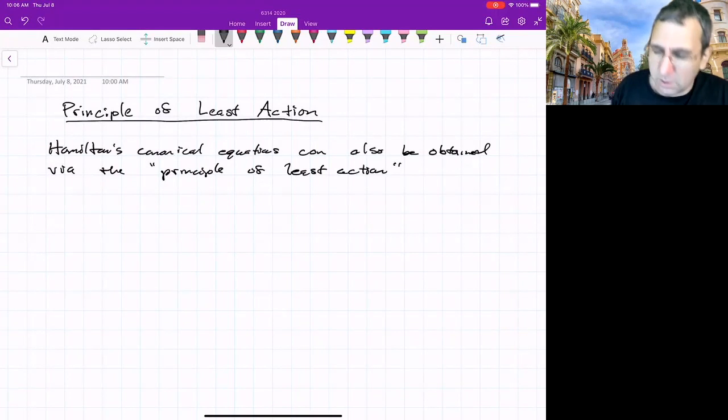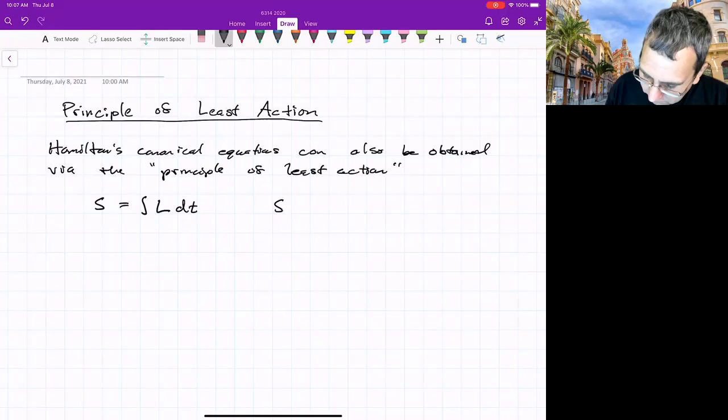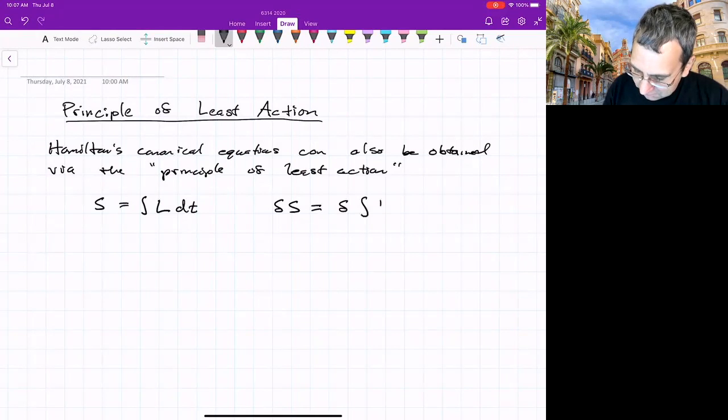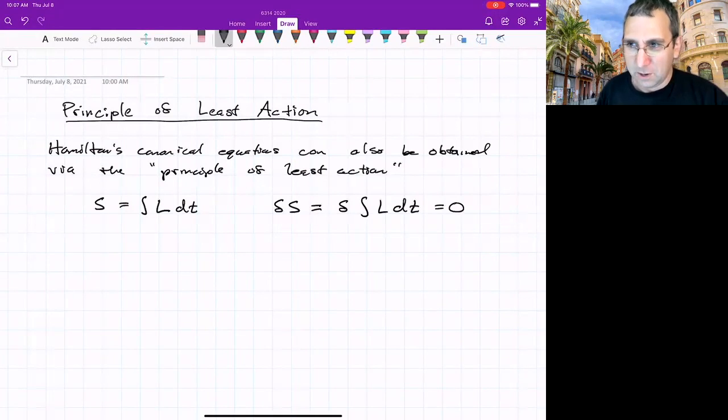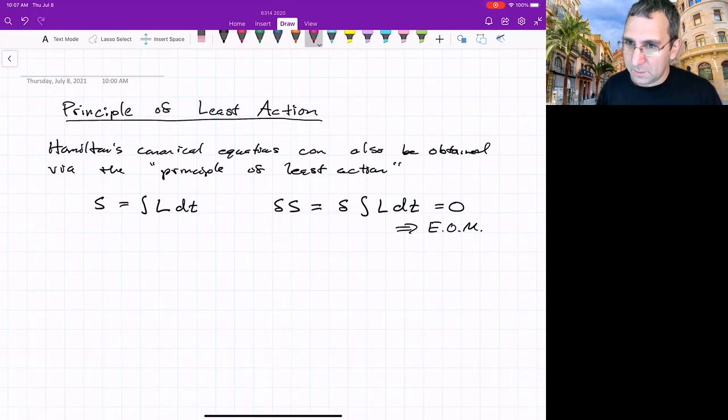So what was it for Lagrange's equations? We take the action, which often we write as S, the integral of the Lagrangian over time, and we're looking at the critical point. That means you look at first variations. This delta S means take first variations, and where the first variations equal 0, that gives you the equations of motion. Well, we could do the same thing, but writing L using H.